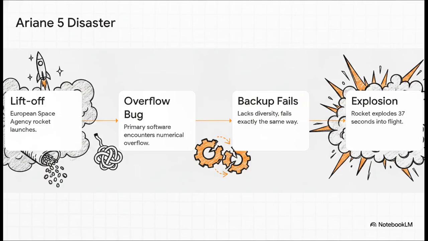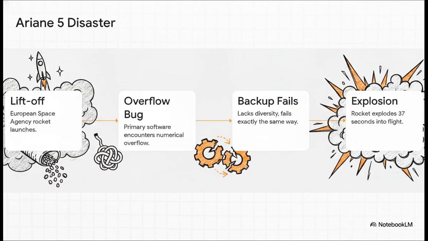But when this balance goes wrong, disaster strikes. Take the infamous 1996 Ariane 5 explosion. The European Space Agency launched this highly anticipated rocket, but the primary software encountered a numerical overflow bug, essentially trying to cram a very large number into a space that was just too small.